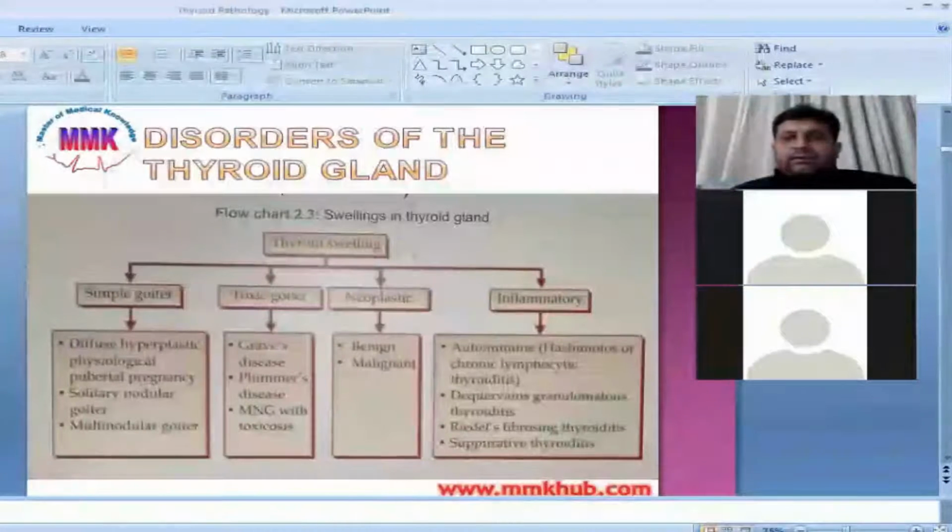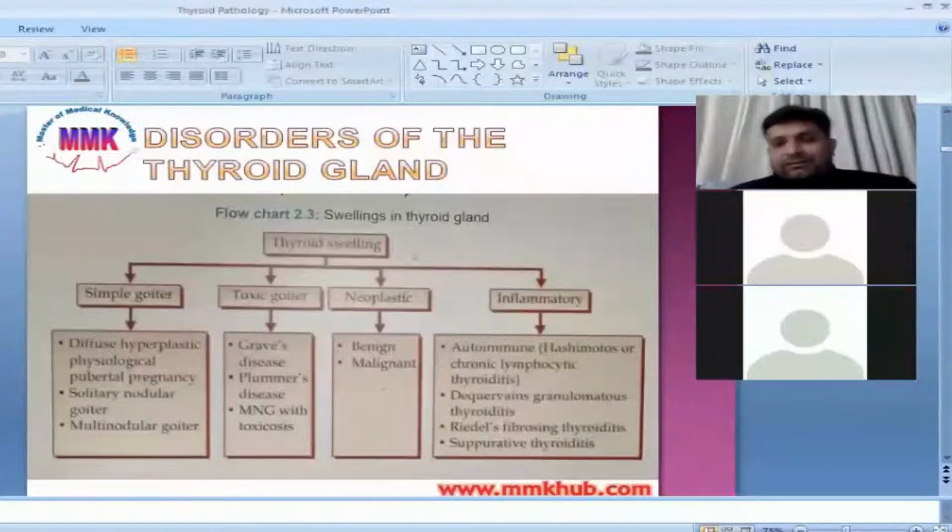This is the flow chart which is summarizing the classification of thyroid swellings which we discussed in the previous 4 or 5 slides.